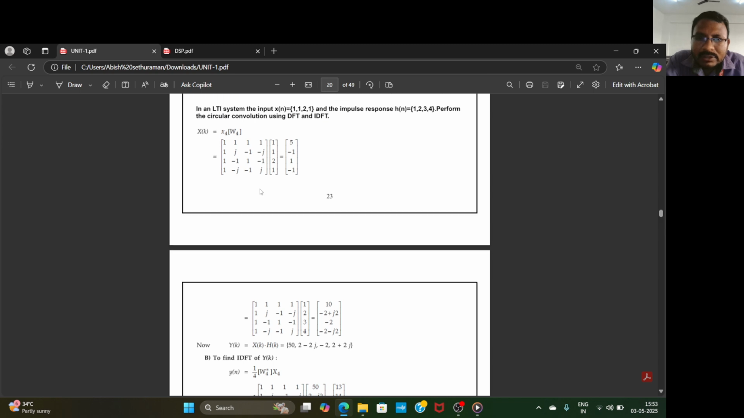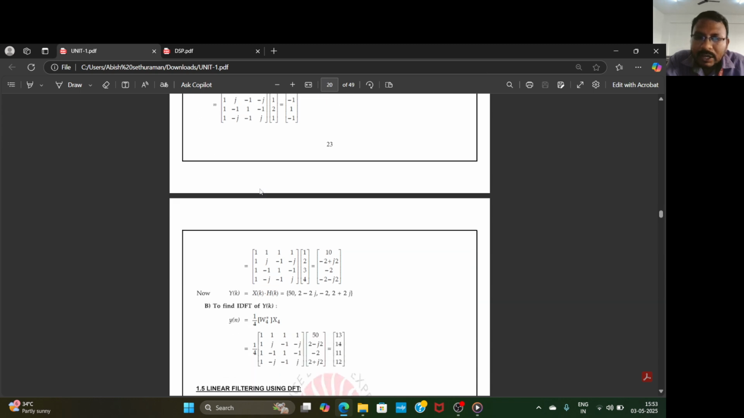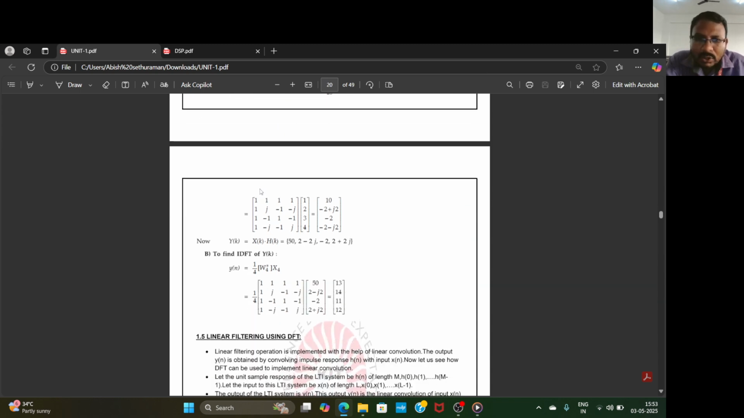Then for the second input data, 1, 2, 3, 4, we performed likewise and obtained the output value. We denote y of k, where y of k equals x of k times h of k. That is equal to 50, 2 minus 2j, minus 2, 2 plus 2j. So this is the y of k value.